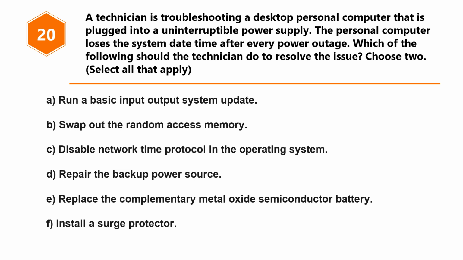Choose 2. Option A, run a basic input-output system update. Option B, swap out the random access memory. Option C, disable network time protocol in the operating system. Option D, repair the backup power source. Option E, replace the complementary metal oxide semiconductor battery. Option F, install a surge protector.